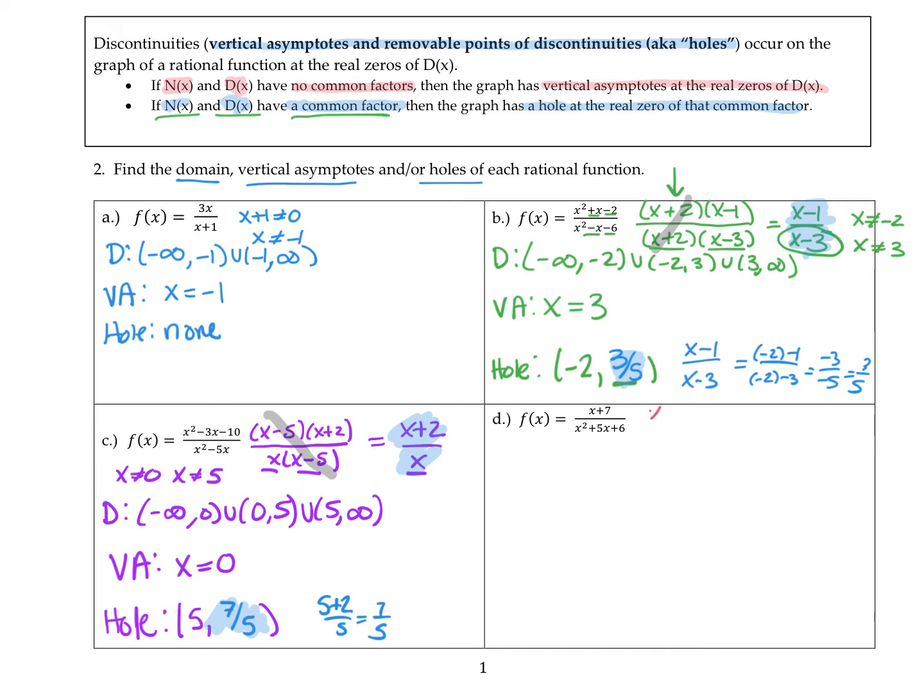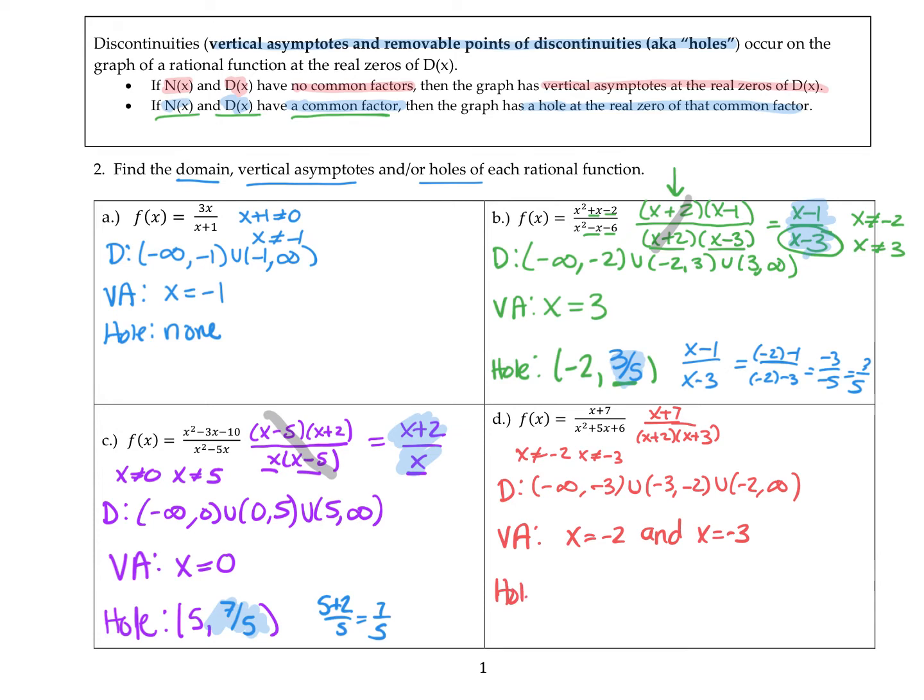All right, let's look at D. My top can't be factored, so we'll leave that. My bottom can be factored, and this is fully simplified form. So thinking about my domain, x can't equal negative 2 and x can't equal negative 3. So my domain will be negative infinity to negative 3, union negative 3 to negative 2, union negative 2 to infinity. I'm going to have two vertical asymptotes in this case, at x equals negative 2 and at x equals negative 3. I do not have any holes because I don't have any common factors in my numerator and denominator, kind of like in A.